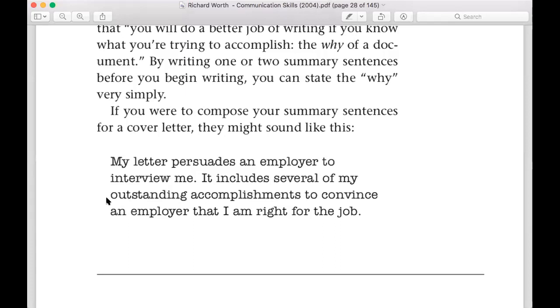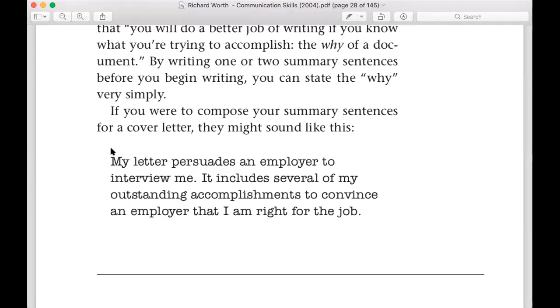Okay. I, of course, cannot check the summary sentences of everyone, but there are some good samples that are given here. Okay. So before writing a proper cover letter, you would be writing down your summary sentences. Okay. This is the pre-writing activity.